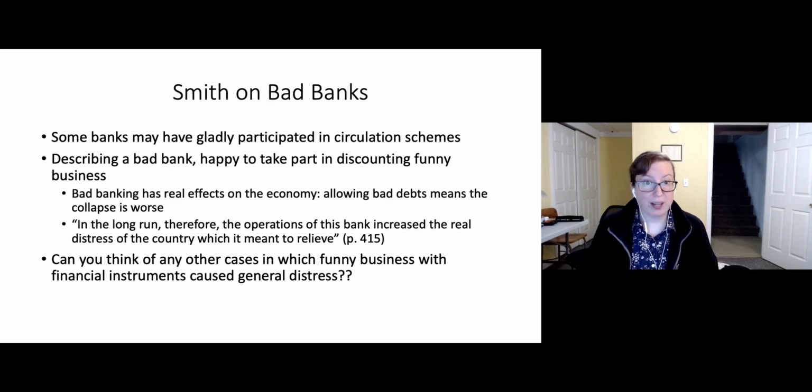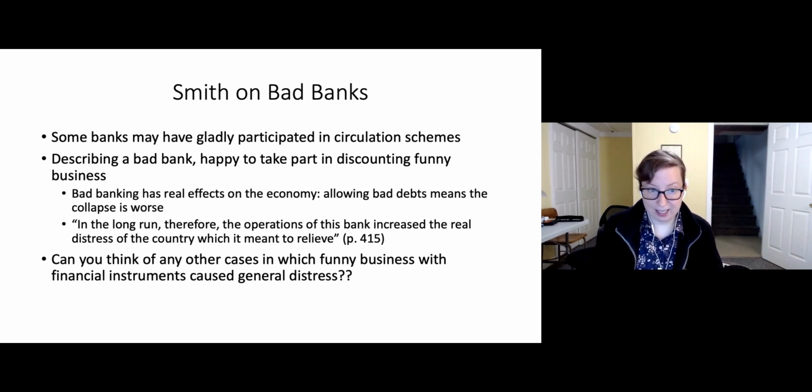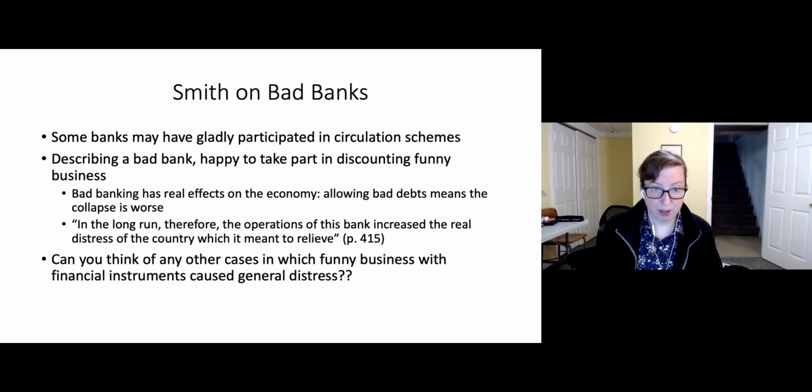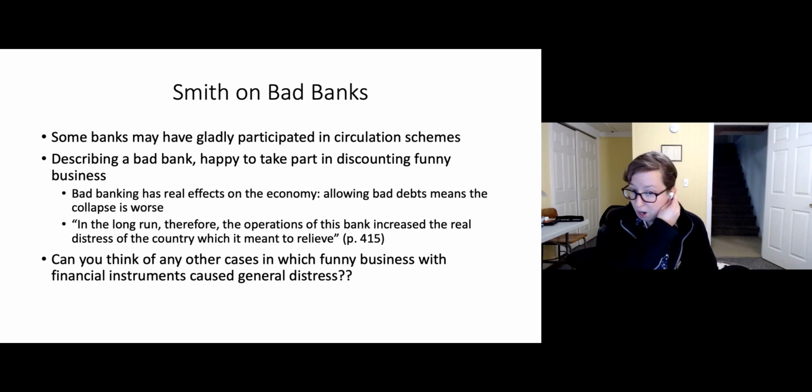Now, as I've just noted, Smith notes that some banks might have actually participated in circulation schemes like this perfectly happily. And banks that did this and eventually might have failed because of having too many bad bills would have had real effects on the economy, right? And we know that bank collapses can have reverberant effects on other firms. I mean, it's just getting rid of the capacity to create loans and otherwise discount bills of exchange. So Smith was very suspicious of these kinds of banks, right? The operation of a bad bank increases the real distress of the country, which it might have been meant originally to relieve.